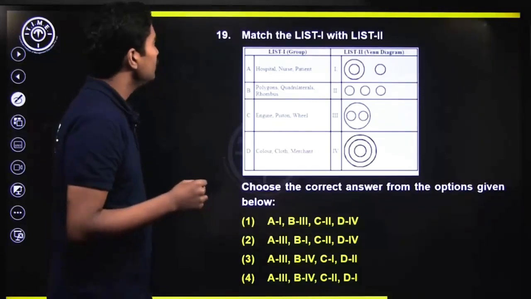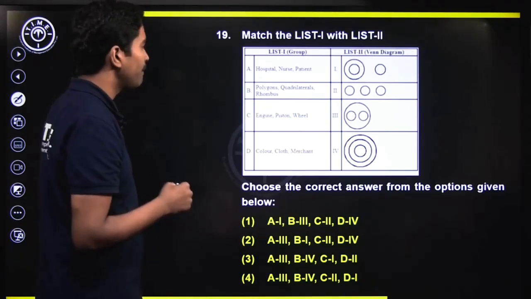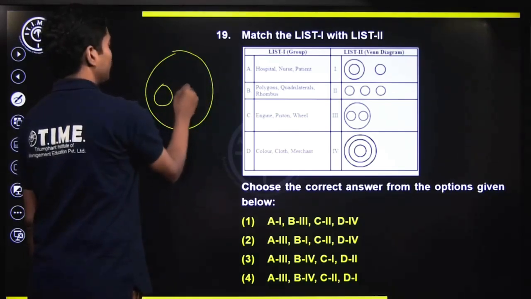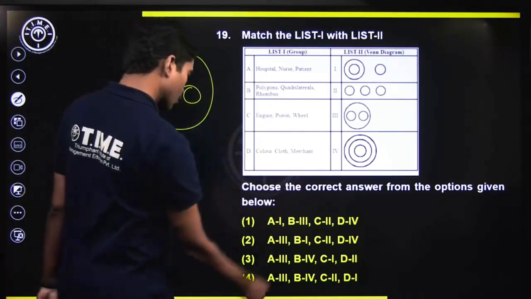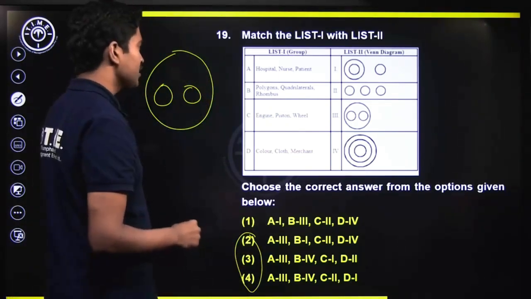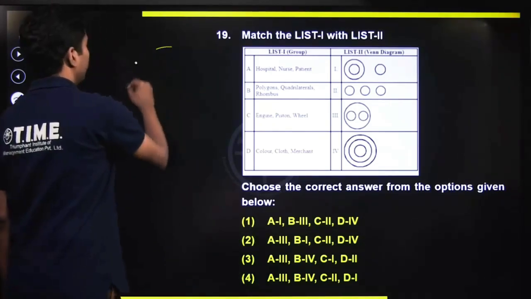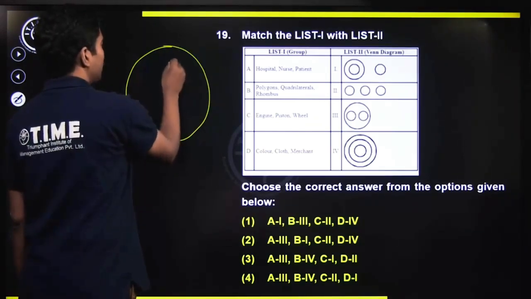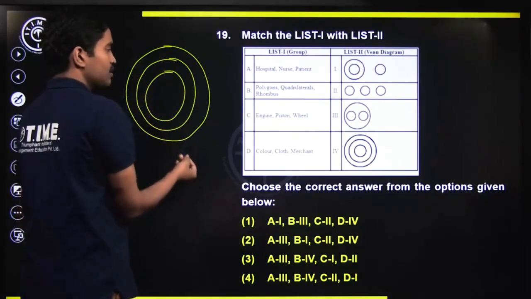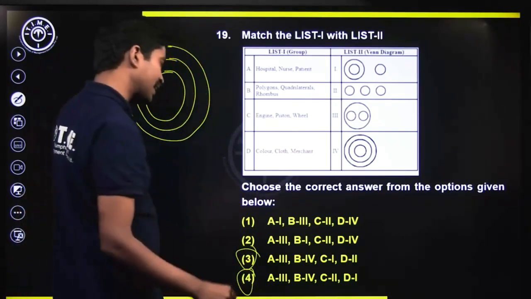Next question. Match list 1 with list 2. Hospital, nurse, patient. In a hospital, we have both a nurse and a patient. So A should go with 3. We have 3 options with A3. What about B? Polygons, quadrilaterals and rhombus. Out of those polygons, quadrilaterals are a subset, and all rhombuses are quadrilaterals, so it has to be concentric circles. So B should go with 4. So it's either option 3 or option 4, A3, B4.